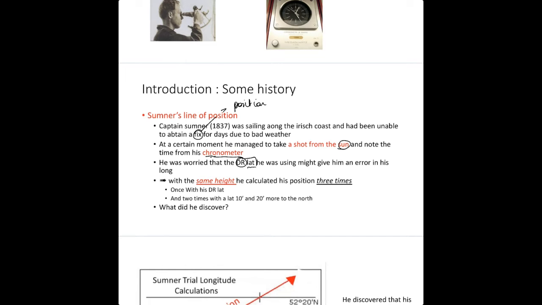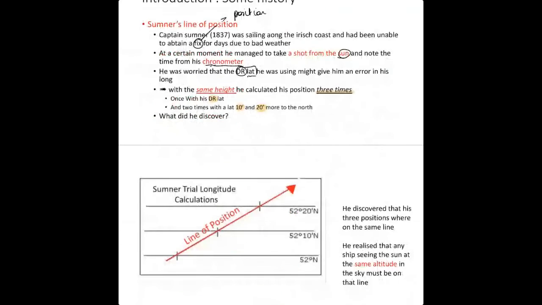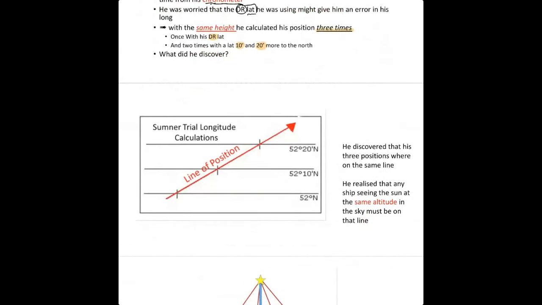He calculated his position three times, in three different situations. He did it once with his dead reckoning latitude, and then additionally he did two more calculations with a latitude of 10 minutes more to the north and 20 minutes more to the north. Okay, and he discovered a very special thing. He discovered that the three positions that he obtained were all on the same line. And this line, the red one that you see here, is what we now call a line of position.